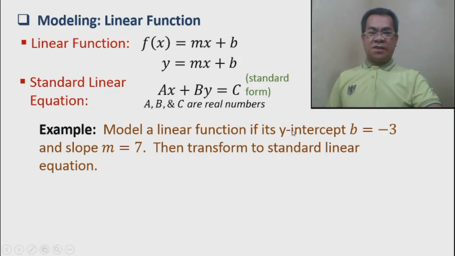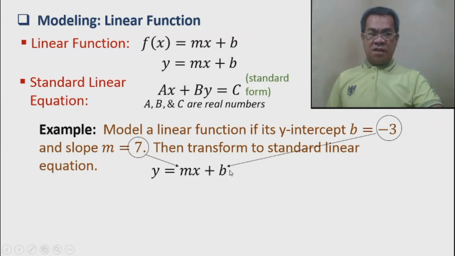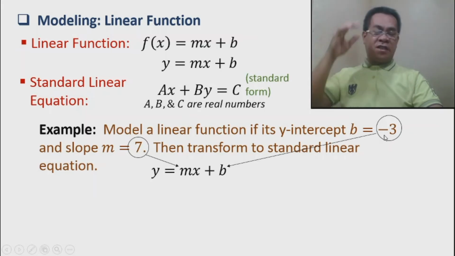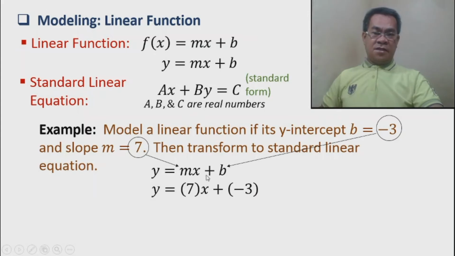Okay, we have this example. Model a linear function if its y-intercept or b is equal to -3 and the slope is 7. Then transform to standard linear equation. So how will you answer this problem? Okay, to answer this is to use the linear function model. We are given the slope 7, the y-intercept is -3. So substitute everything in this formula. This must be 7 and this must be -3. Take note, substitute algebraically. So that means you have to include the sign. Then we have m as 7, y is equal to 7x plus b is -3.